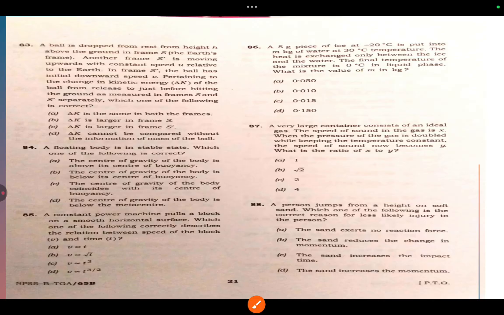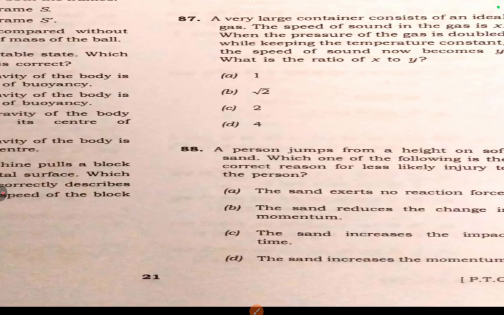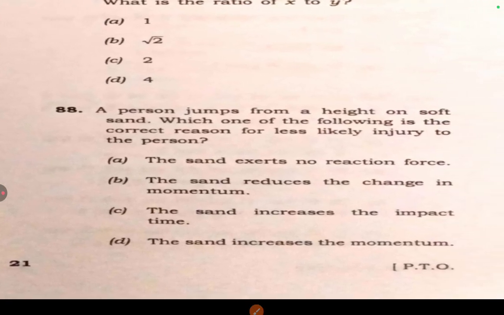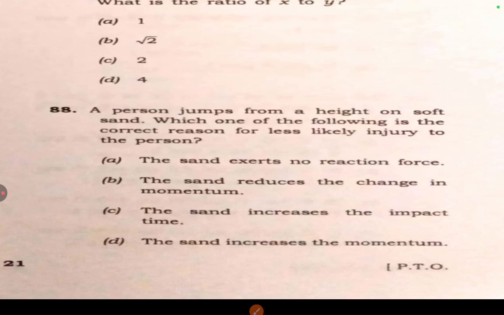So question number 88, that is about a person jumping from a height onto soft sand. Which one of the following is the correct reason for less likely injury to the person? When we take a cricket ball catch, or when we jump in sand, we experience less injury compared to a rough surface. The options are: the sand exerts no reaction force, the sand reduces the change in momentum, the sand increases the impact time, the sand increases the momentum.